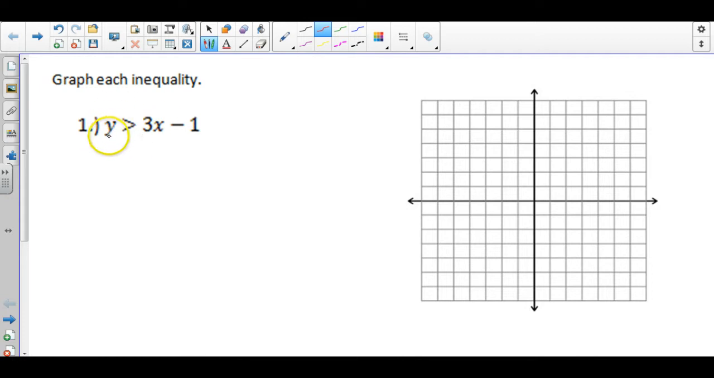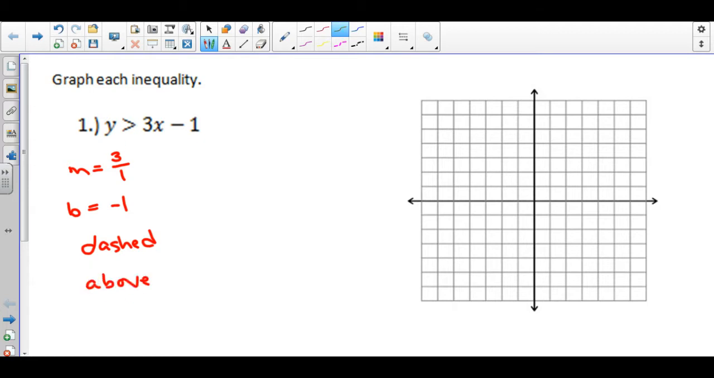With this one, since it's already in the y equals mx plus b form, I can identify that my slope m is the coefficient of x, so 3 over 1. My y-intercept is -1, which is where it crosses the y-axis. Since I have a greater than sign, not greater than or equal to, it's going to be a dashed line. And since it's in slope-intercept form and it's greater than, we're going to be shading above the line.